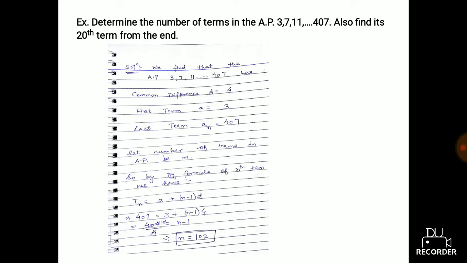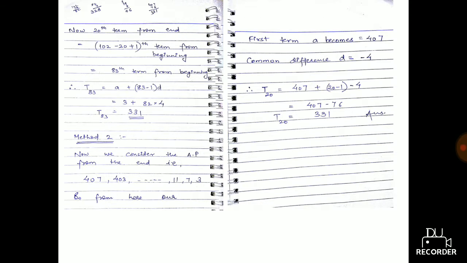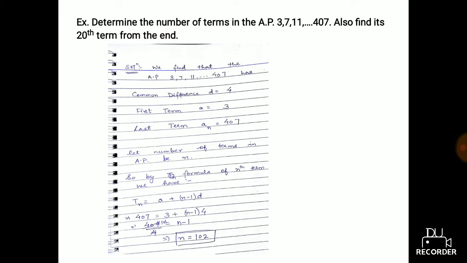Let's clear it up with an example. Determine the number of terms in the AP 3, 7, 11, and so on, where the last term is 407. In the second part, also find its 28th term from the end. We see that it's an AP 3, 7, 11, up to 407, and the common difference is 4. That is, 7 minus 3, 11 minus 7, all give a common difference of 4, and the first term is 3. We don't know the number of terms in this particular AP, so we denote the last term by an, which is 407.